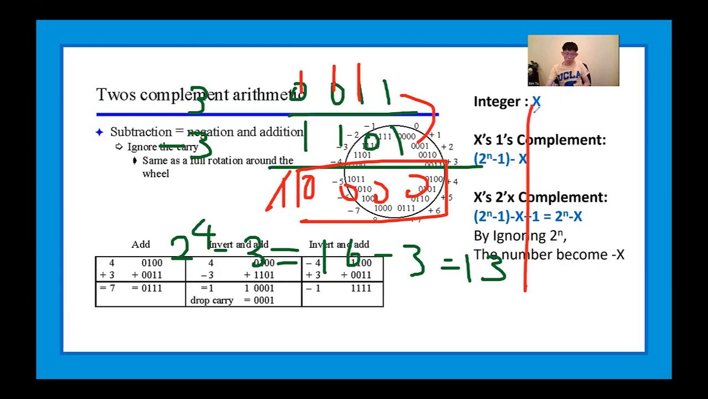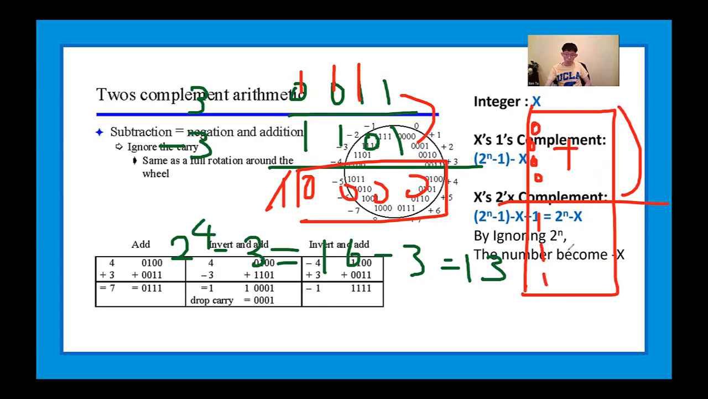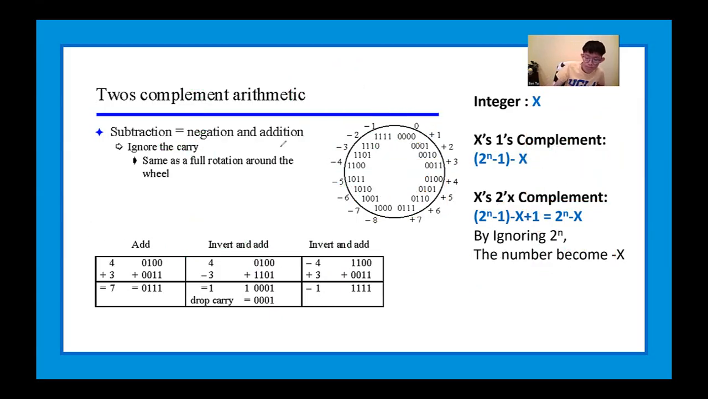So that's how you divide your number space in half. When it's leading 0, we consider it to be positive. Leading 1, we consider it to be negative numbers. So signed integer is like that. Unsigned integer, everything is positive. Any questions so far? No.